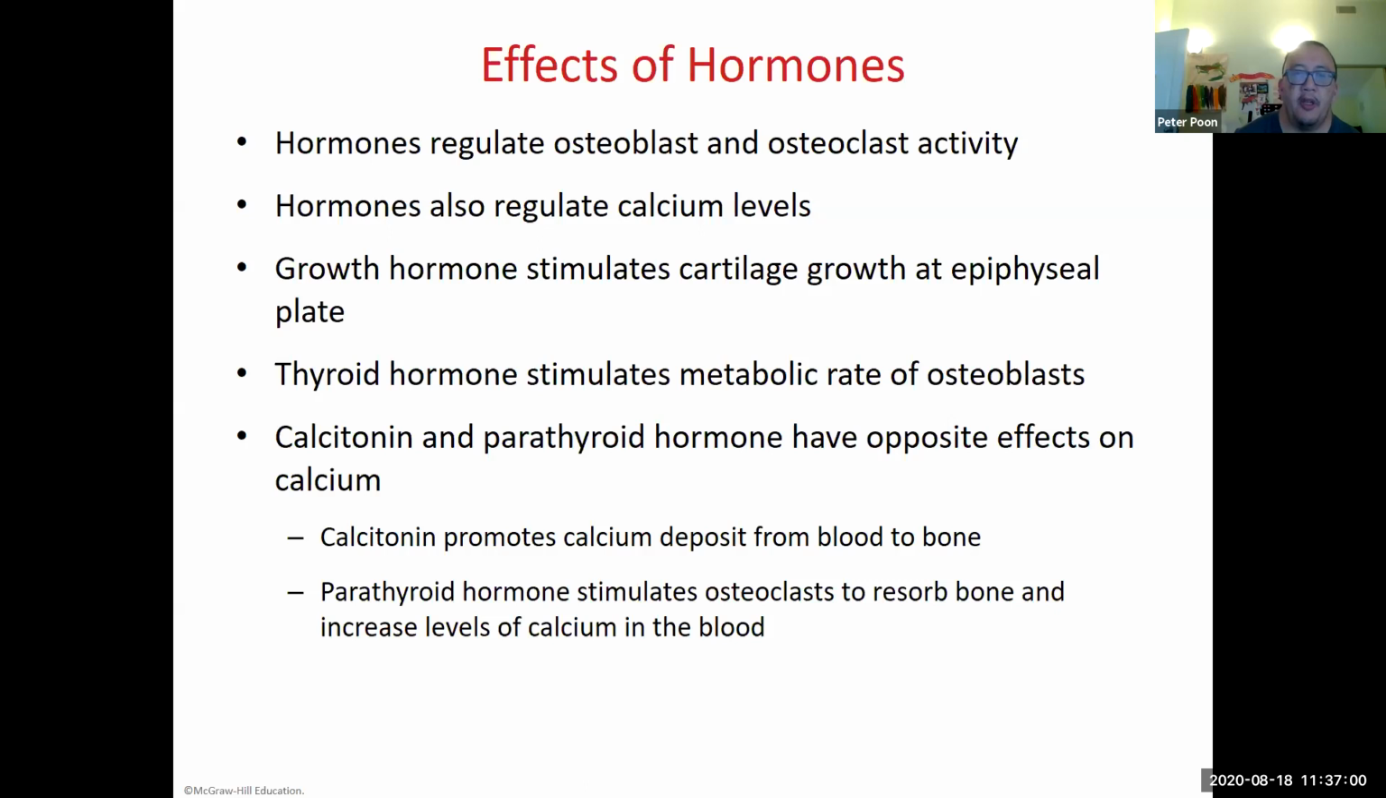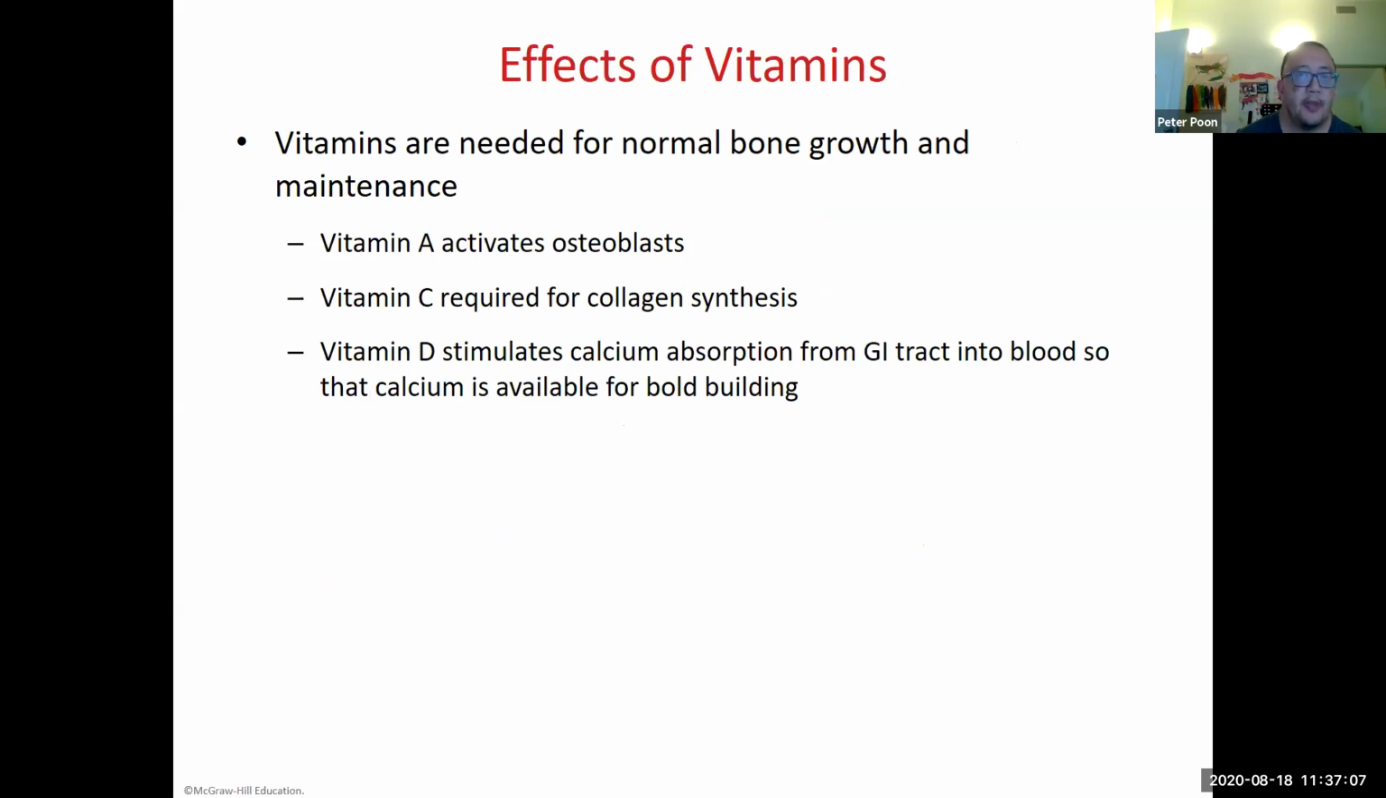Calcitonin and parathyroid have opposite effects, and we'll talk more about that when we talk about hormones. Okay, this is why you need vitamins A, C, and D.